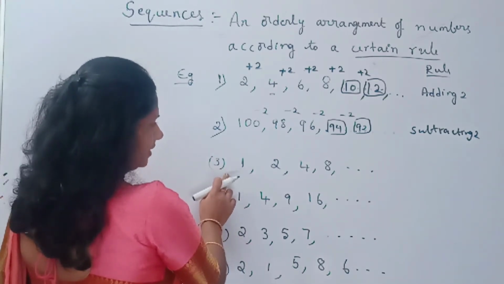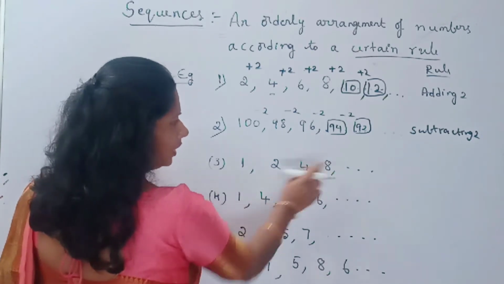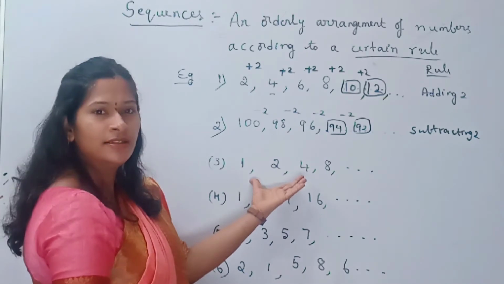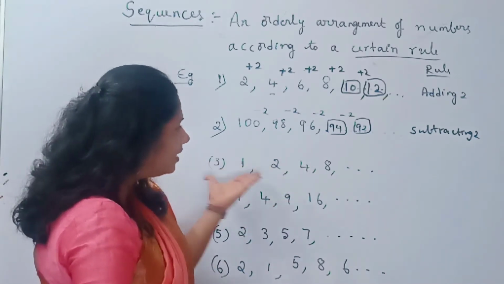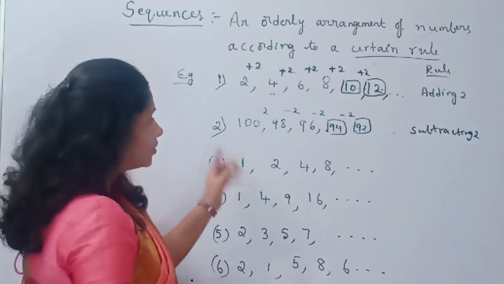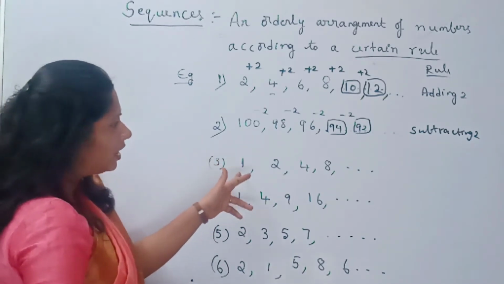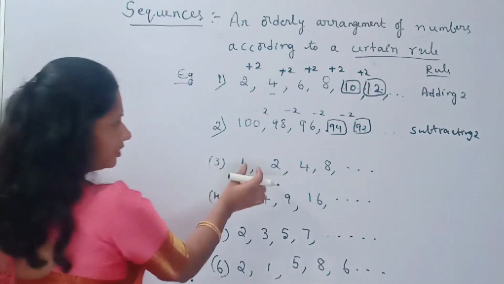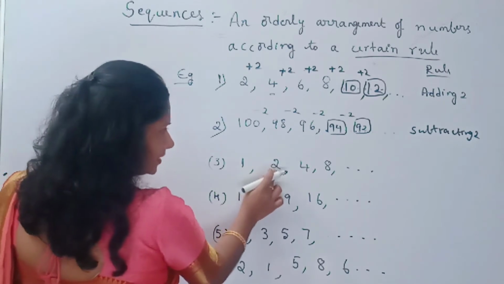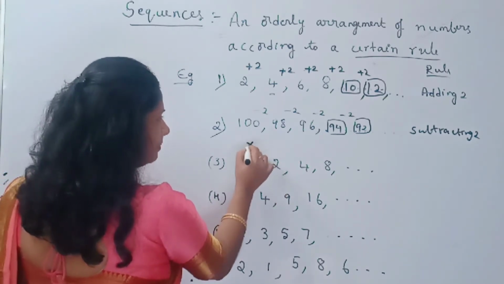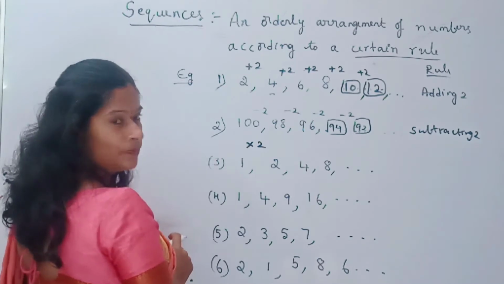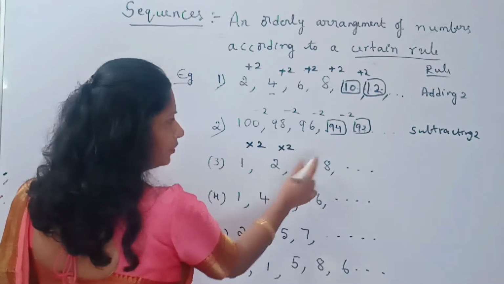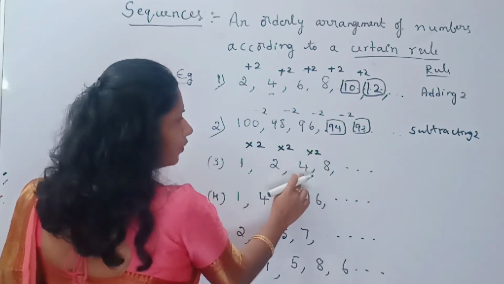Take this third example: 1, 2, 4, 8 and so on. Can you guess, children, what is the rule behind this sequence? How did I arrange these numbers? See that 1, and here 2 is there. How will I get 2 from 1? If I multiply 1 by 2, I'll get 2. From 2, how will I get 4? If I multiply 2 by 2, I'll get 4. If I multiply 4 by 2, I'll get 8.